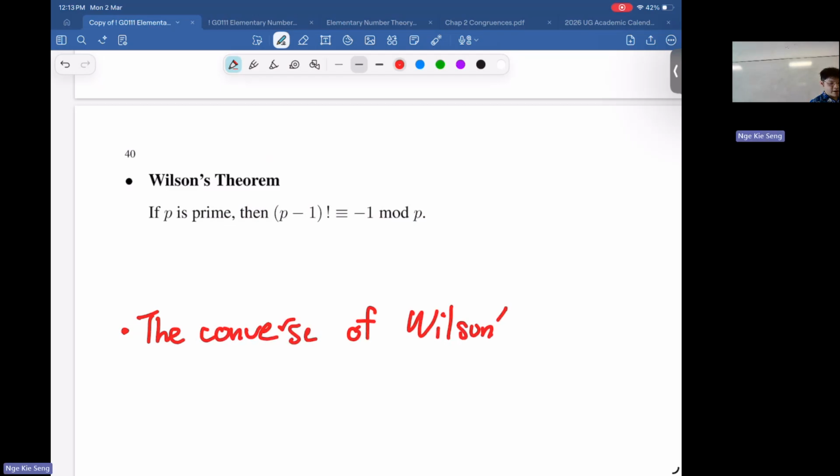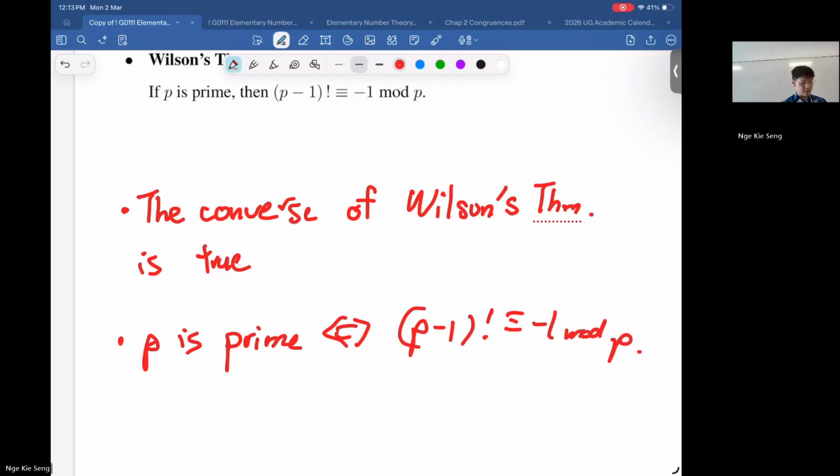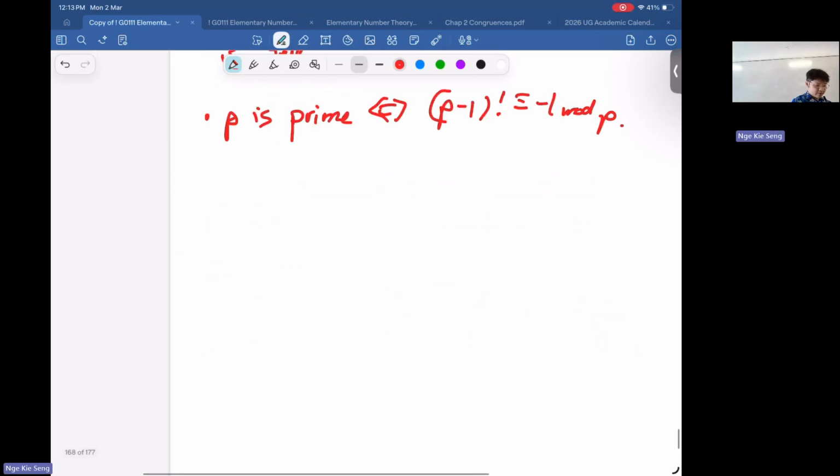This provides a way for you to prove whether a number is prime or not. Let's say you have a number that you don't know whether it's prime or not, but you know P minus 1 factorial, and then you found out it's -1 mod P, then P is prime. So actually what's true is P is prime if and only if P minus 1 factorial is congruent to -1 mod P. This is the fact. This will help us to prove Fermat's little theorem. We haven't stated Fermat's little theorem yet.